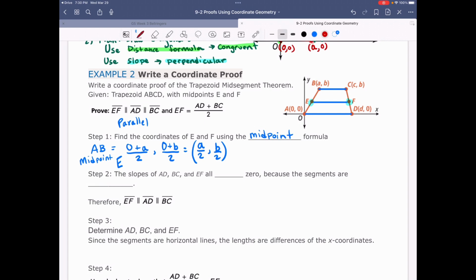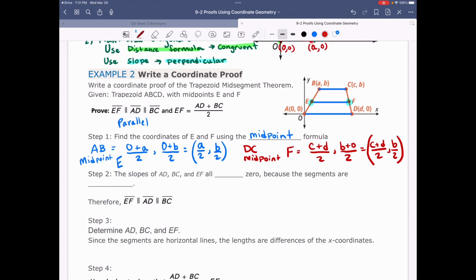Then we're going to find the midpoint of DC, which will give us point F, right? So that's going to equal the x coordinates c plus d divided by 2 and b plus 0 divided by 2, which simplifies to just (c plus d over 2, b over 2).